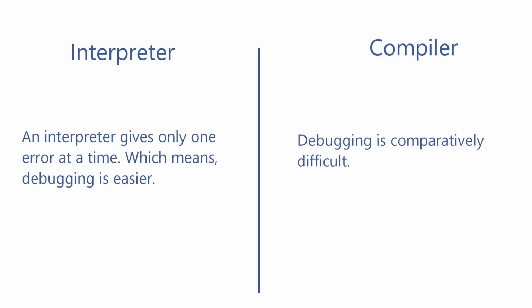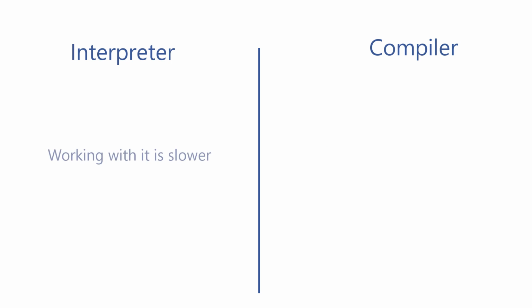Interpreter is a simple software, so working with it is slower. Whereas a compiler is an advanced software, and compiled programs are faster. Since it works on the entire program at a time, it is able to optimize the code for greater efficiency and speed.